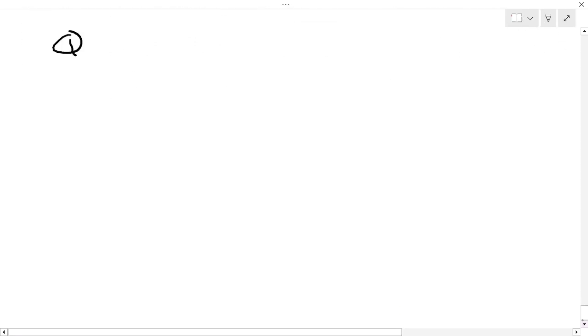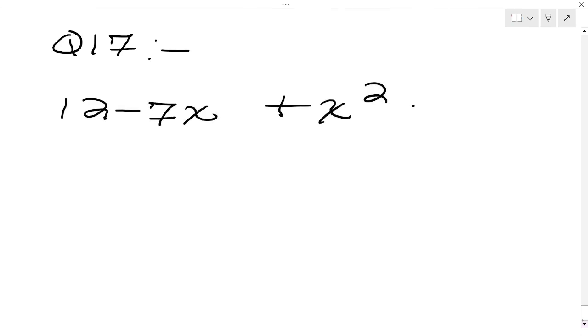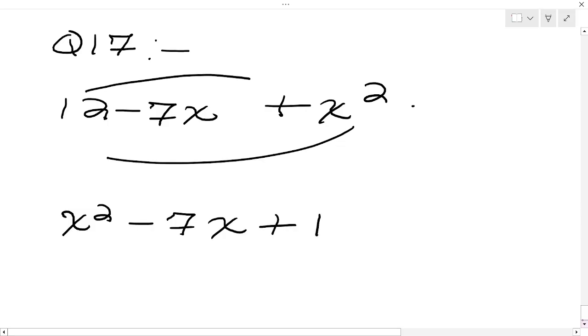Now let's move on to question number 17. We need to just reorder it. As you can see, this is a quadratic expression. So what will be the form of a quadratic expression? The square will be first, then we will have the variable with x or y, and then in the end we'll have the numeral. So let's arrange this. This will come here, this will go at the end, and this will come in the middle. So this means that x square minus 7x will be added with 12. Now this is a quadratic equation.